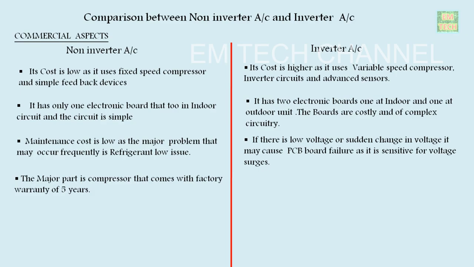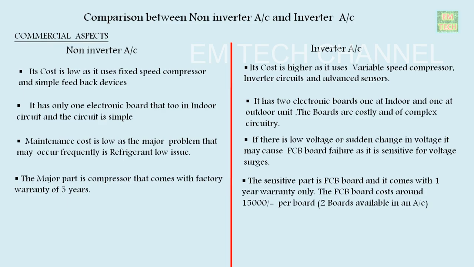In case of a non-inverter AC, the major part is the compressor, and almost all companies give a 5-year warranty for the compressor. In case of an inverter AC, apart from the compressor, the PCB board is sensitive and it comes with only a 1-year warranty. The PCB board costs around 15,000.